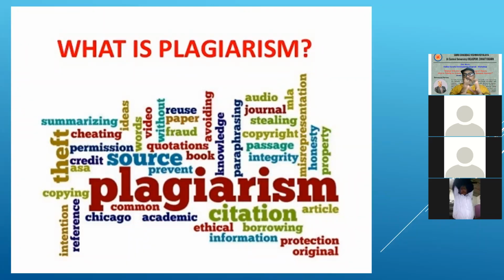So that's why this word cloud is very much important. Here honesty is required, here intellectual property is also required, here integrity is also required, right? So it is a mixed cloud. You can say some are positive keywords, some are negative keywords. So that's why plagiarism is in red color.